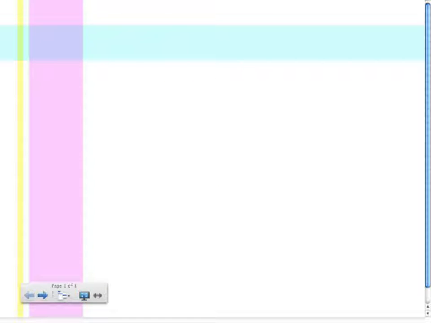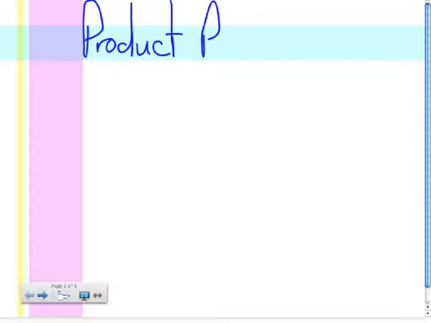Okay, so the product rule and the sum rule are two basic counting principles. So let's start off by talking about the product rule real quick.